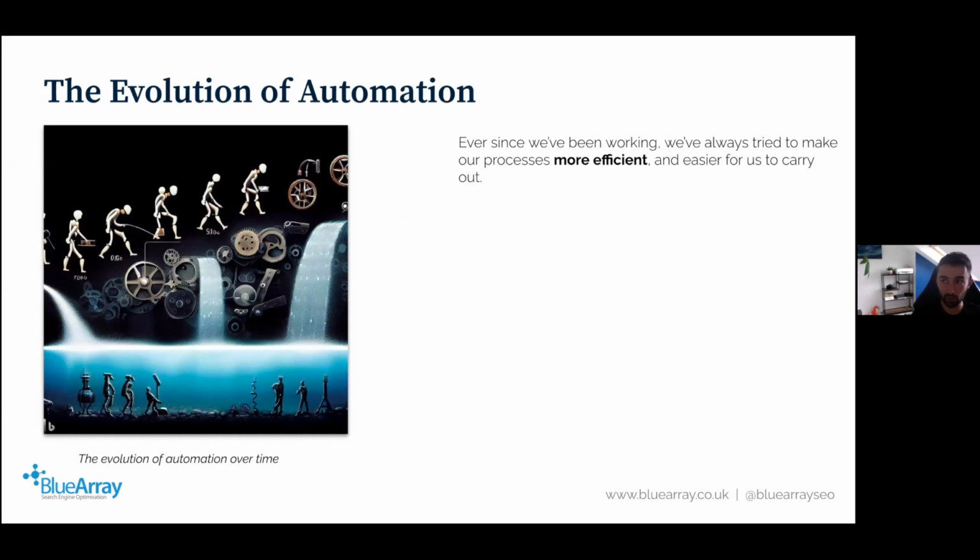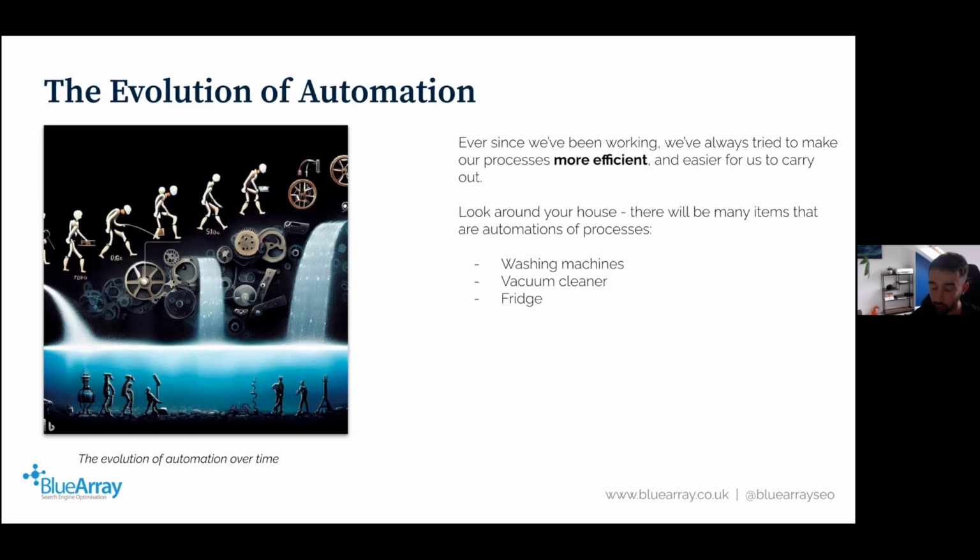Ever since there's been the world of work, or even before then, we've been trying to make our processes more efficient and easier for us to carry out. If you look around your house, there will be many items that are automations of processes. So your washing machine, for instance, or your vacuum cleaner, or your fridge. Computers, of course, are the ultimate automation currently. The internet is automation of information retrieval. Automation has come a long way from where we first started, many thousands of years ago, and there's still so much further to go.